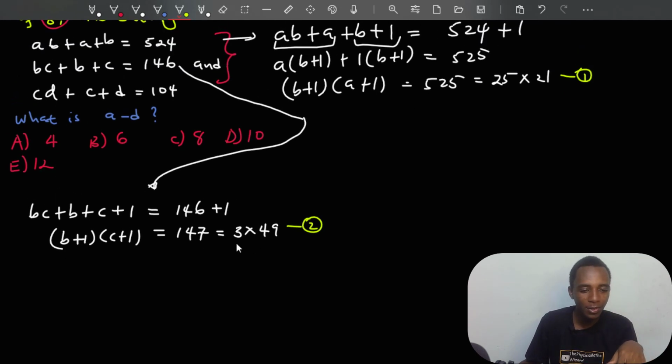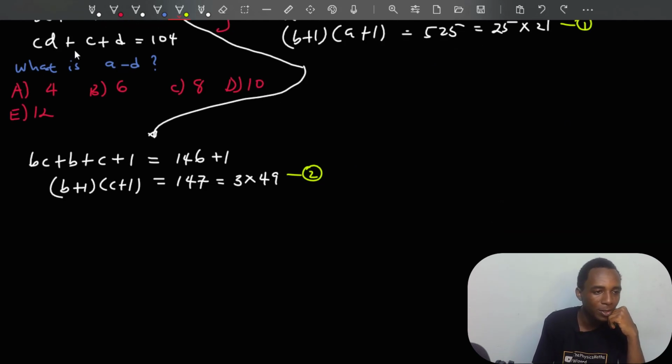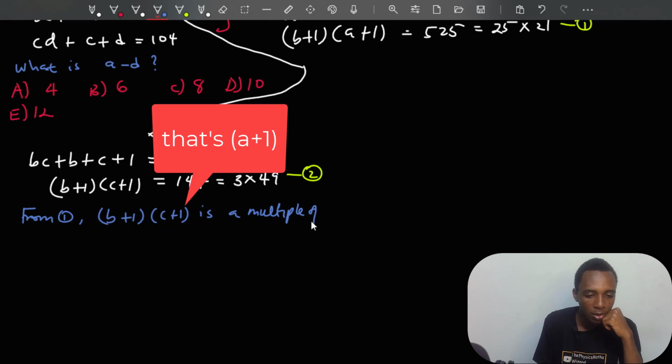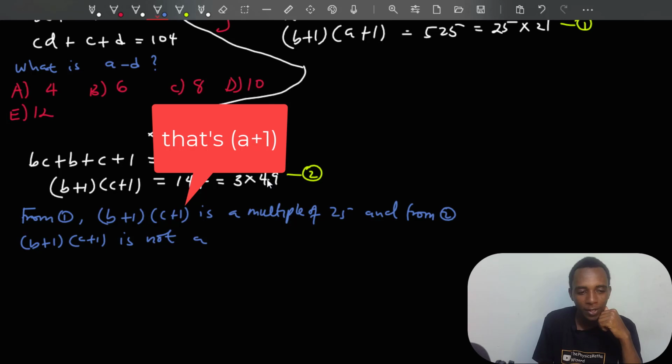The reason I'm splitting these up is to see if there is any common factor between them. From equation 1, we can see that b plus 1 into a plus 1 is a multiple of 25, and from equation 2 we can see that b plus 1 into c plus 1 is not a multiple of 5. 3 times 49 or any other combination you can find does not include a 5, so it's obviously not a multiple of 5.